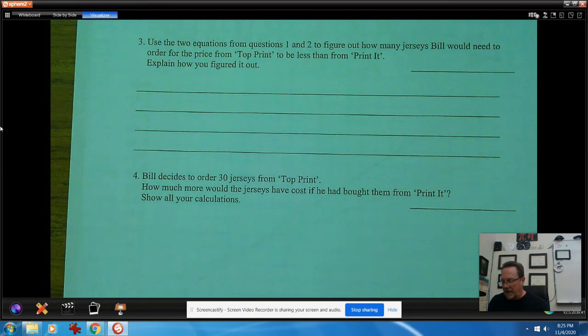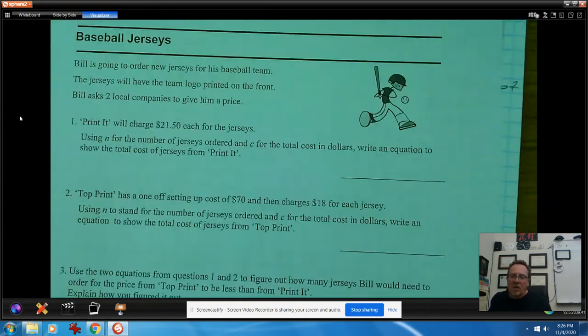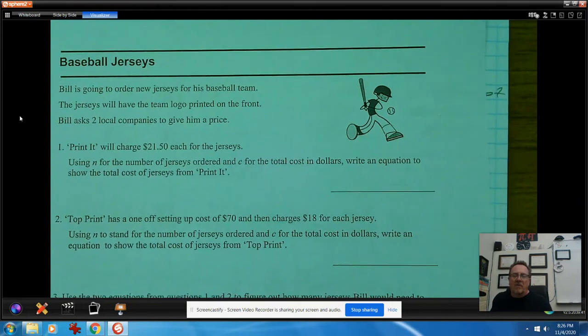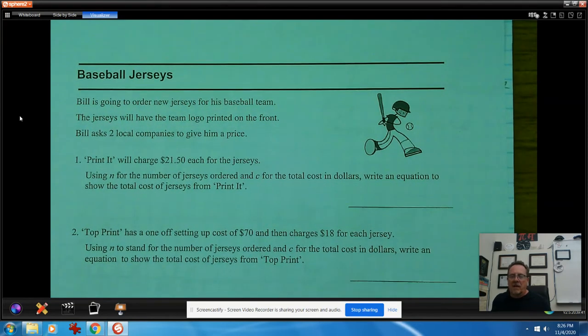And then finally, the last question here says that he decides he's going to order 30 jerseys from Top Print. How much more would the jerseys have cost had he bought them from someone like Print It? I don't know. You're going to have to show your calculations, and not just on this sheet of paper, but there's 2 pieces to this. You are going to fill this out and put your name at the top, right? So I know whose paper's whose.